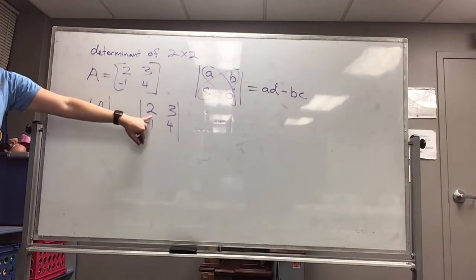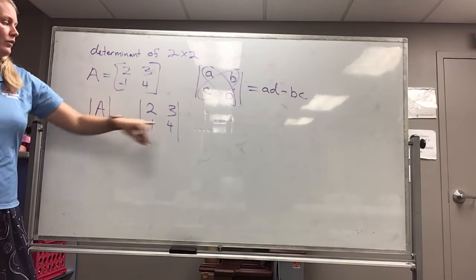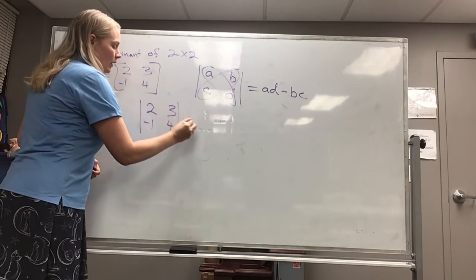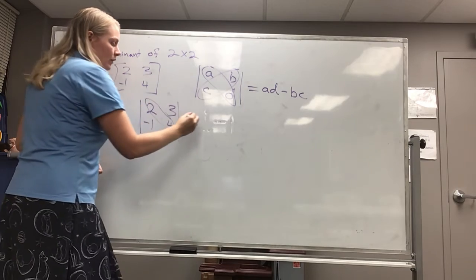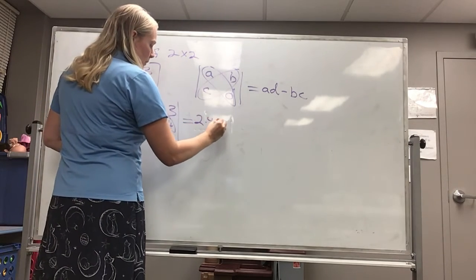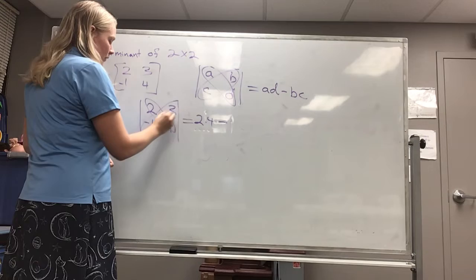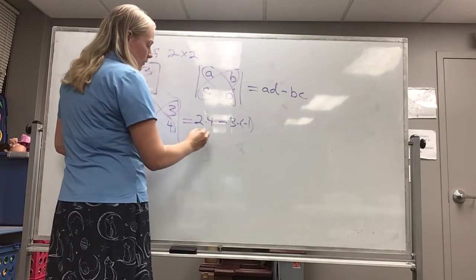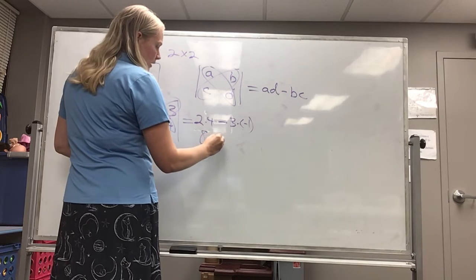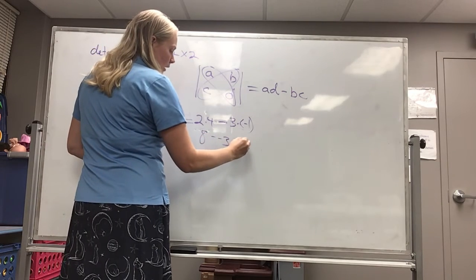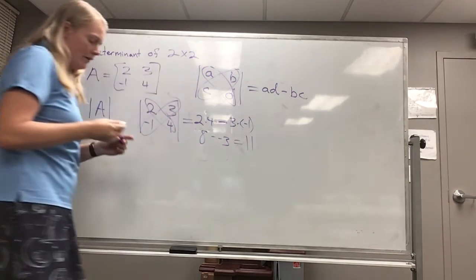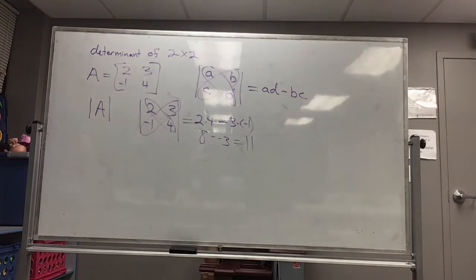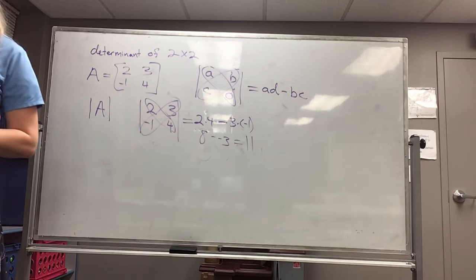If we have the determinant of [2, 3; -1, 4], again, it's going to be this diagonal, 2 times 4, minus this diagonal, 3 times -1. And so we get 8 minus -3, and it equals +11. And so on a determinant, your answer is going to be a single number.